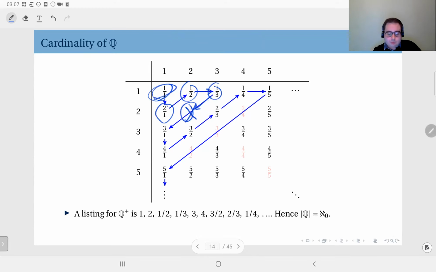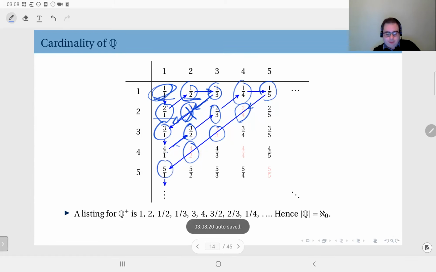So I can directly move to 3 over 1, and then 4 over 1, and then 3 over 2, then 2 over 3, then 1 over 4, and then 1 over 5, and then naturally it would have been 2 over 4, which was already covered by 1 over 2, and then 3 over 3. Again, it's the same as 1 over 1, and then 4 over 2, and this is the same as 2 over 1, so they are all out. So I directly move to 5 over 1, and then 6 over 1, and then 5 over 2, and then 4 over 3, and so on.